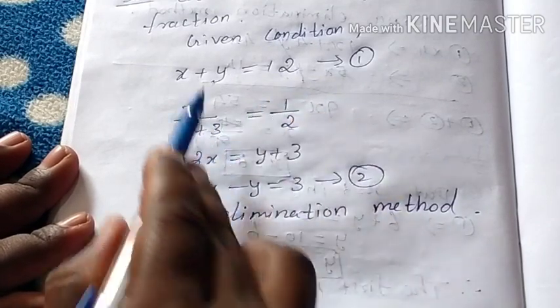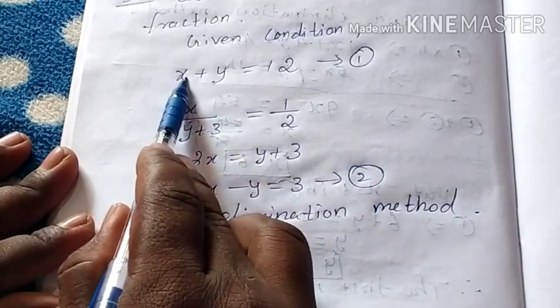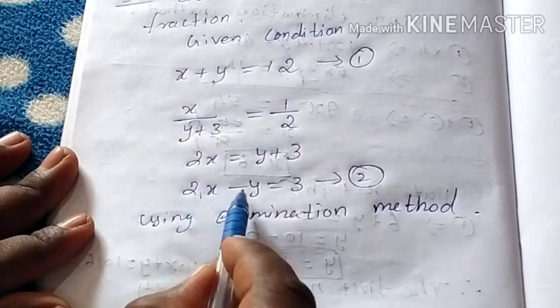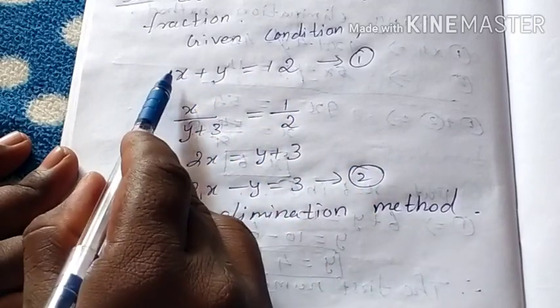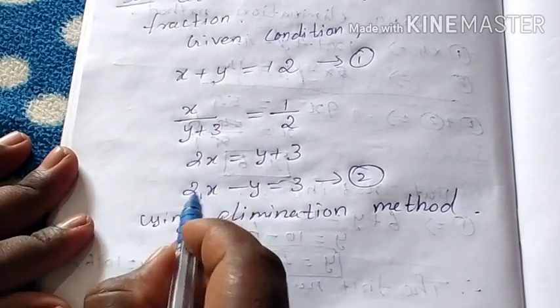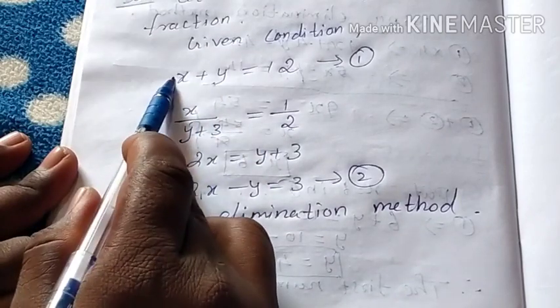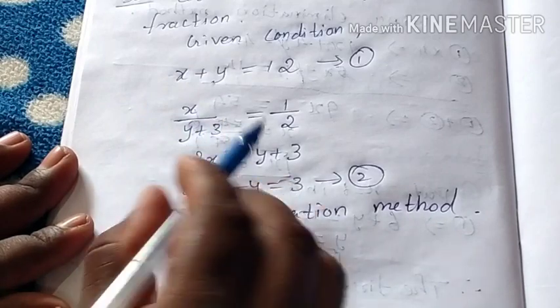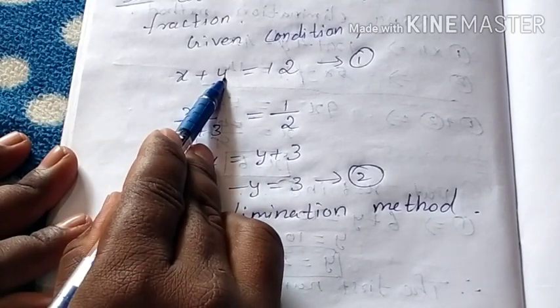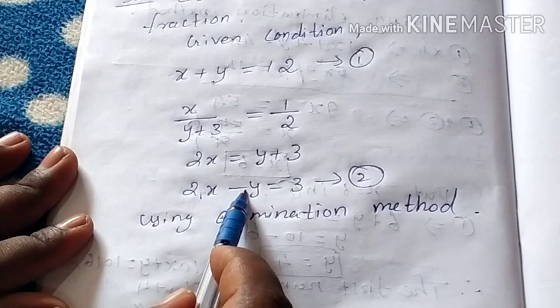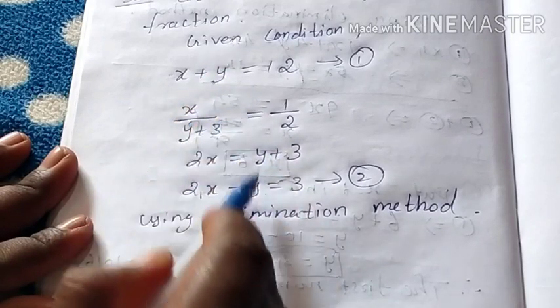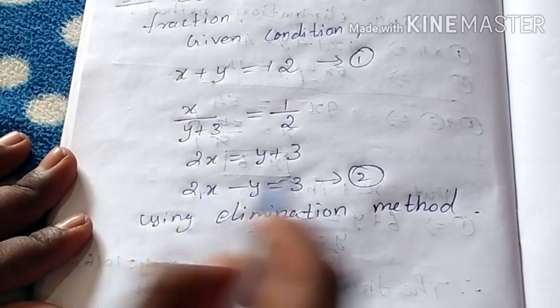Consider the first two equations. x plus y equal to 12. This is 2x minus y equal to 3. Compare the coefficient of x: here 1, here 2. The first equation, multiplying by 2 to eliminate the x value. Or consider the y coefficient: the y coefficient is 1, here the y coefficient is minus 1. So directly adding 1 and 2, we get the value of x.